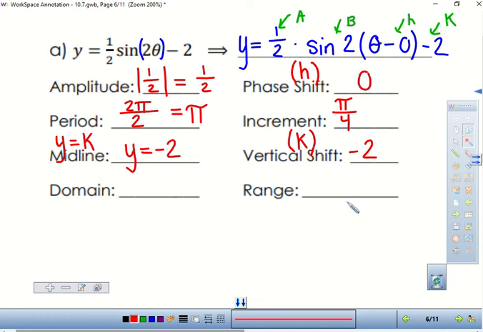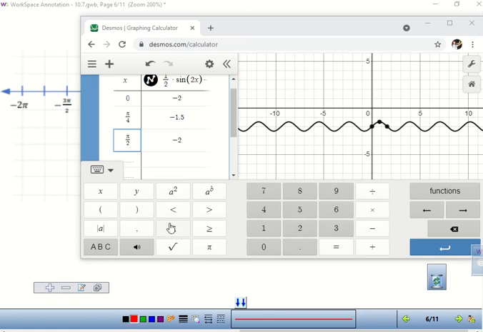How do you get the increment? Sure. Increment is always the period divided by 4. If you forget that, it mentions it on step 3, so in case you ever forget, you can always look back there too. Okay. Thank you.